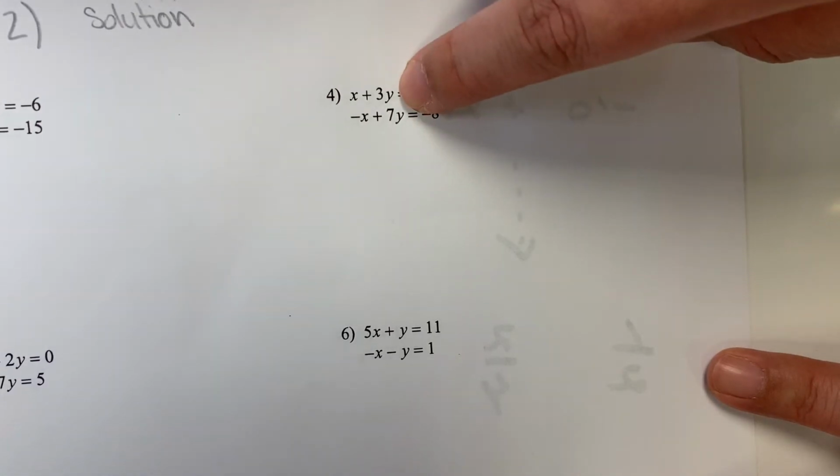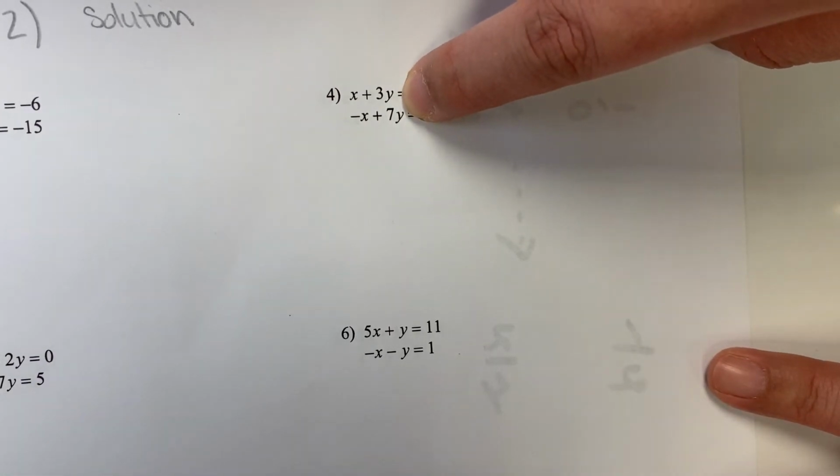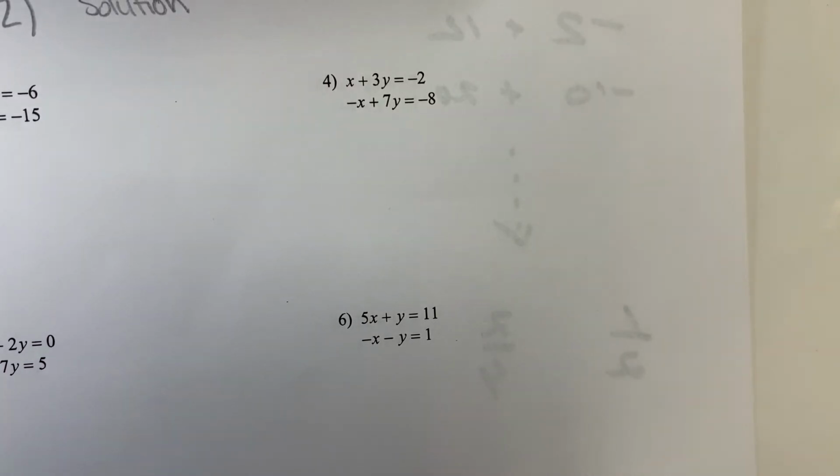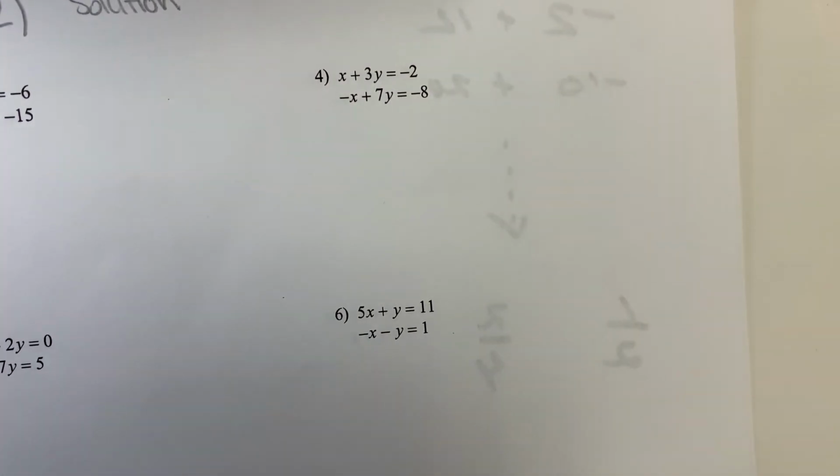And you will have what? 10y is equal to negative 10. So y being negative 1. And then we can just substitute that value and then have x. So I don't think number 4 is the case with no solution. Probably not.